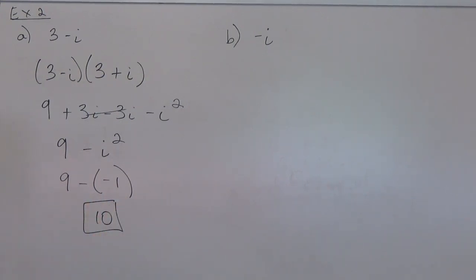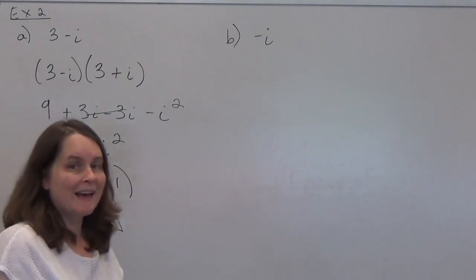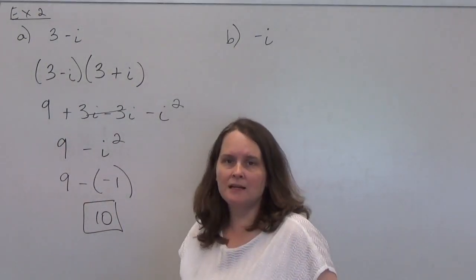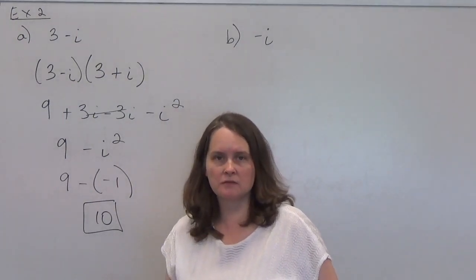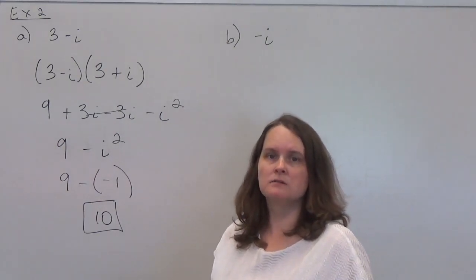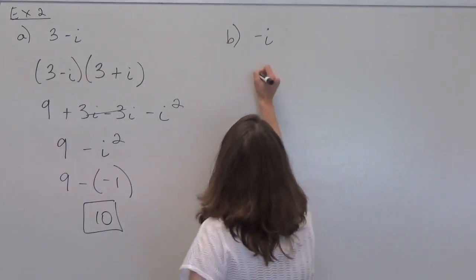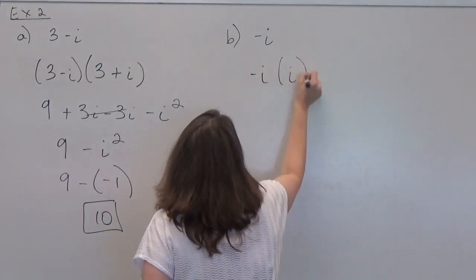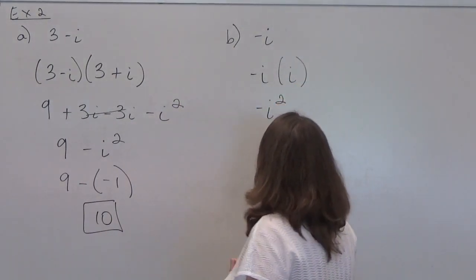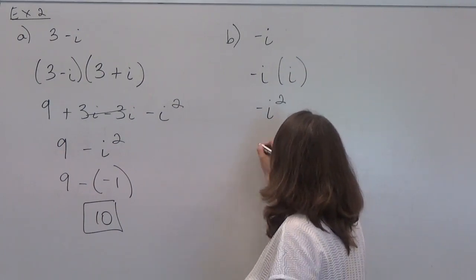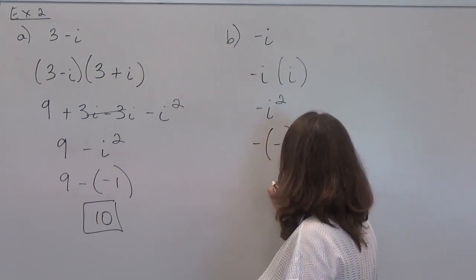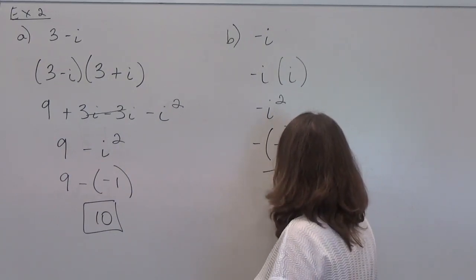For part B, what is the complex conjugate of negative i? Well, that's the same thing as 0 minus i. The complex conjugate of 0 minus i should be 0 plus i. So we're going to multiply this by just positive i. So we'll have negative i times positive i gives me negative i squared. And again, replace i squared with negative 1. So negative, put in parentheses, negative 1. So you've got this double negative, so your answer is positive 1.